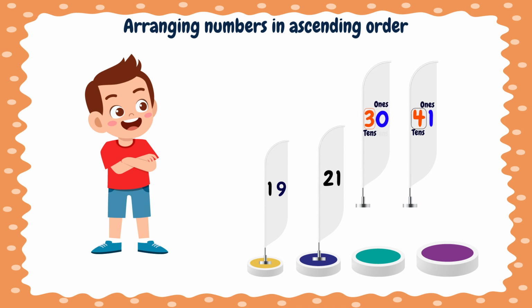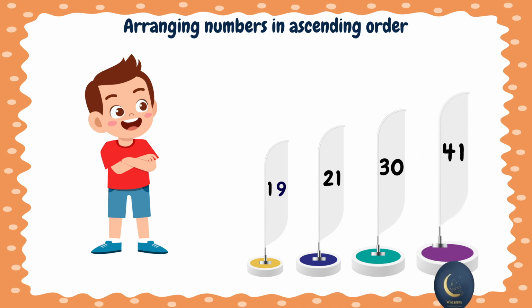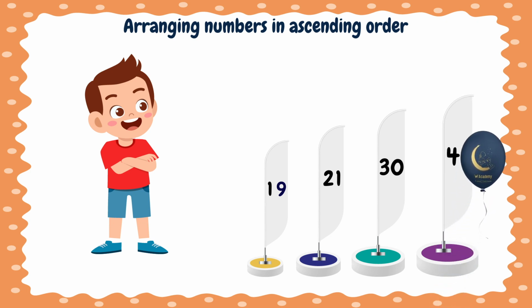Great. We have 2 flags left. Here in the tens place, there is the number 4. And here is 3. Which one is the smallest? The number 3. Excellent. So the number 30 is the smallest. So we will put it here. Well, and the last number is 41. We will put this flag here. You're great.